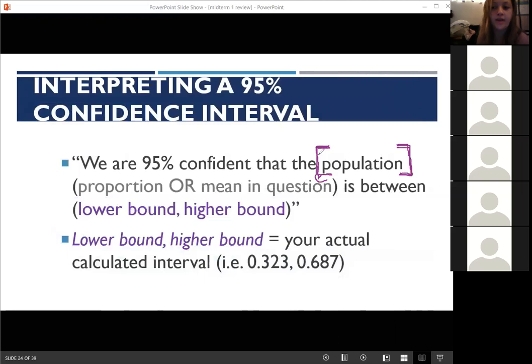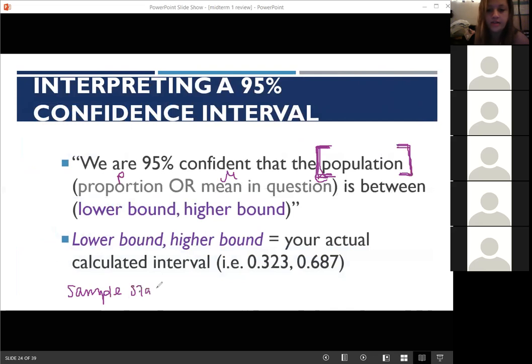Remember, Lydia told us that we use those samples to make inferences about the population. So our interpretation is always going to be about the population, because we don't have to be confident that our sample proportion is within there, since we used our sample proportions to find it. So we're trying to be confident about the population. So this is either going to be our proportion or our mean in question, is between the two values that you got. And I showed you down here that your lower bound and upper bound is what you actually calculated from that equation, or statistical software.